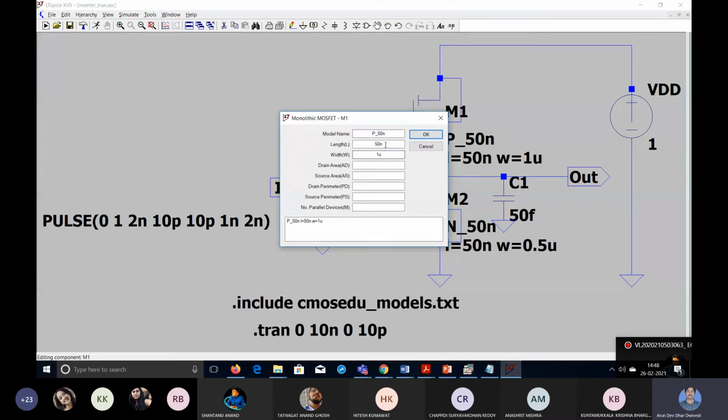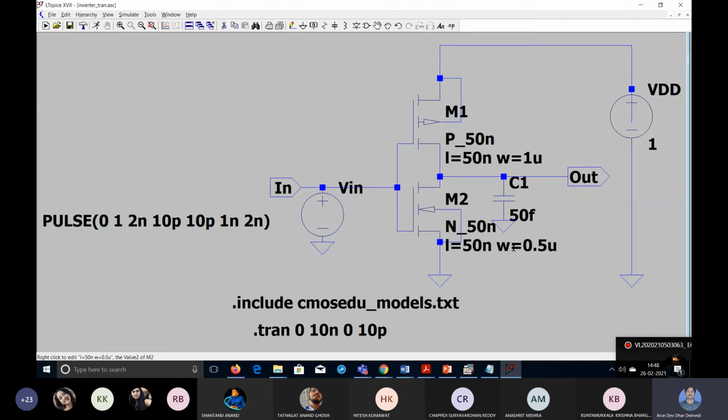P_50n has a 50 nanometer length and 1 micrometer width. This point is also important. I have chosen 1 micrometer channel width for the PMOS, but here we can see the width is only 0.5 micrometer for the NMOS. This is an important point. Depending on mobility, the hole's mobility is considered to be half of that of the electron in the channel of the MOSFET.